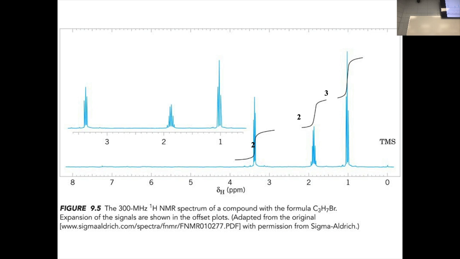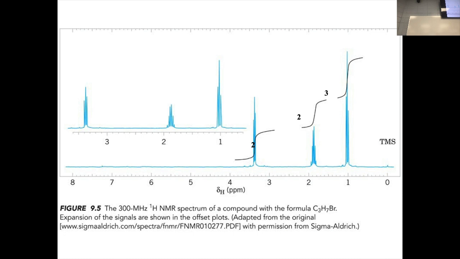Now that CH3, what's its shape? Is it a singlet, a doublet, a triplet? It's a triplet. So if n plus 1 equals 3, then what does n have to be? 2. So it has to have 2 nearest neighbors, right? So this CH3 has to be attached to a carbon with 2 other hydrogens on it. I don't know what else yet. Make sense?